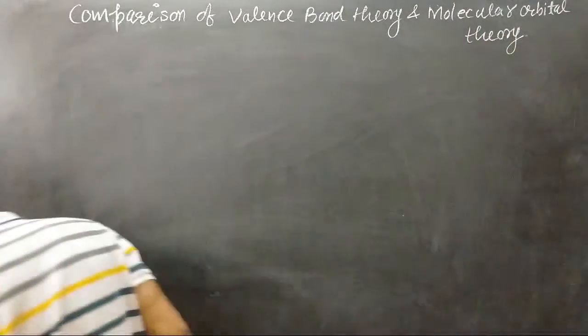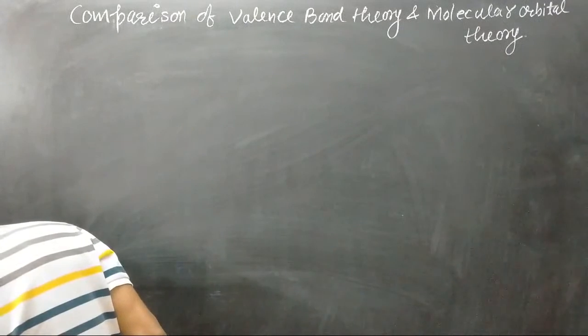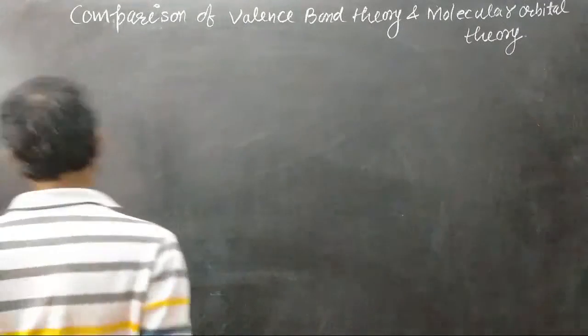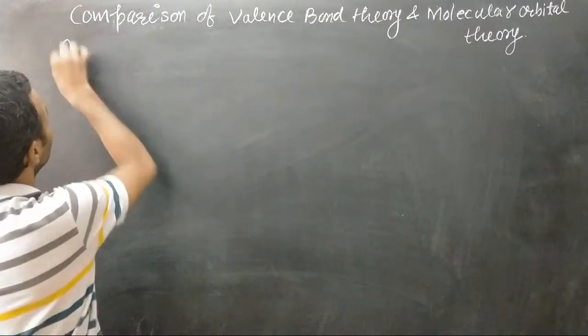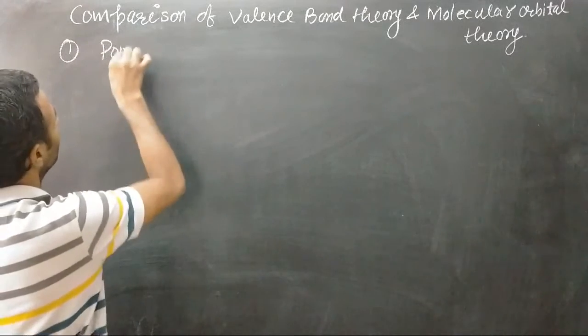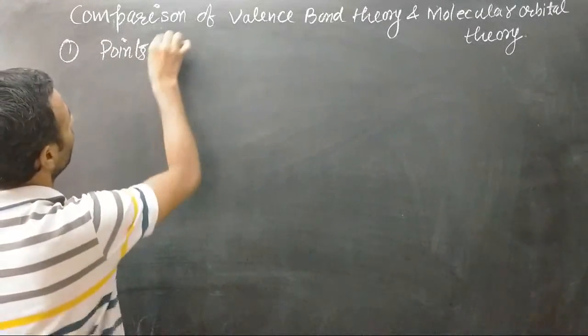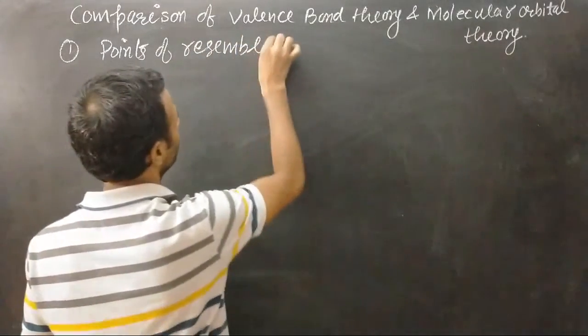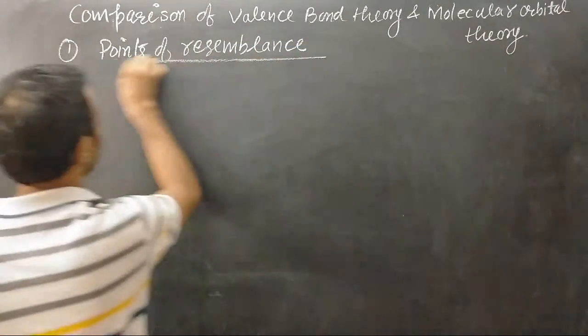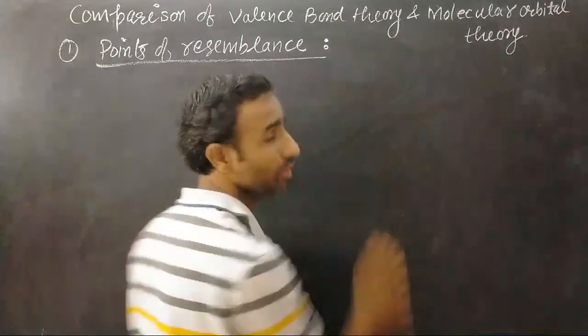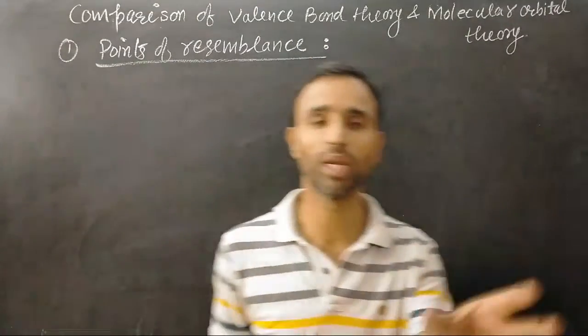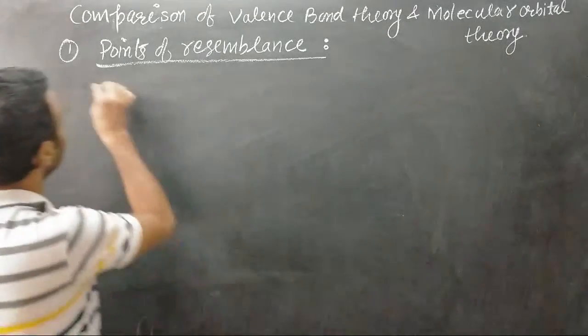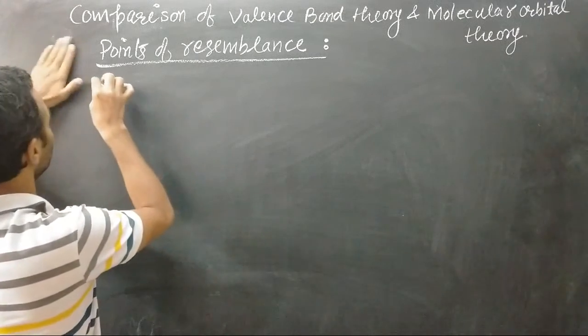Is it visible? Yes. Okay, first, points of resemblance, which means points of similarity. We compare them. First we write the points which are similar in both the theories. First point, similarity.